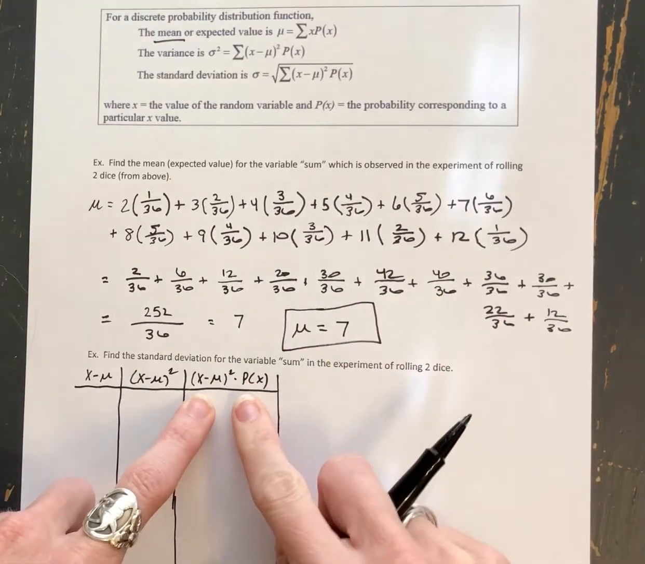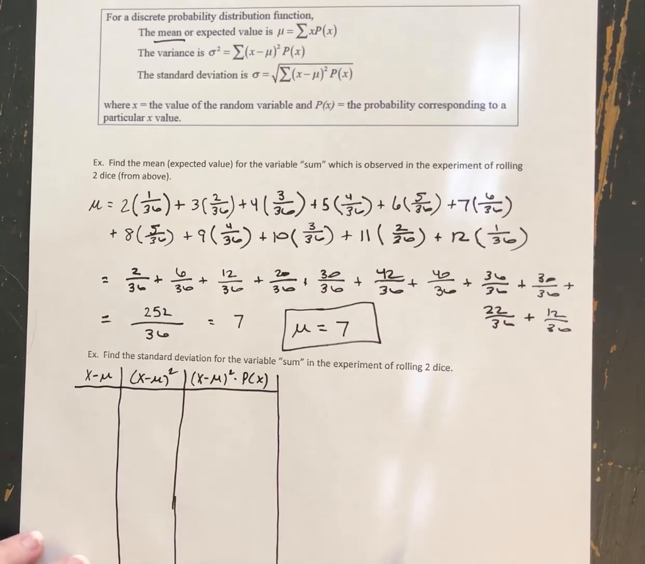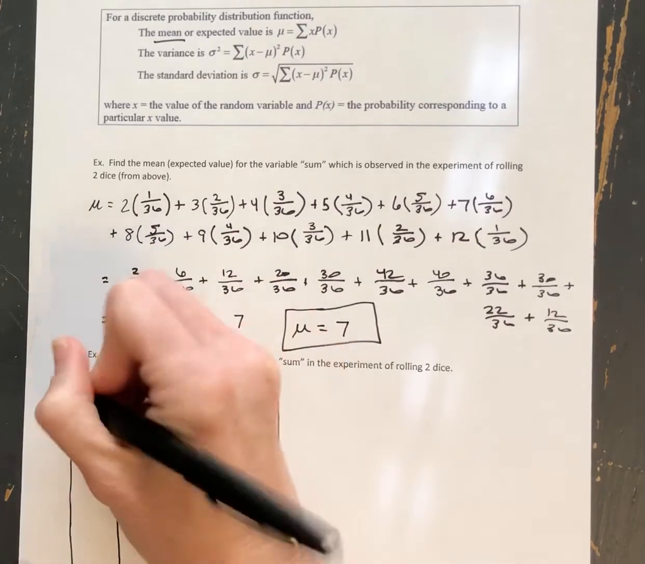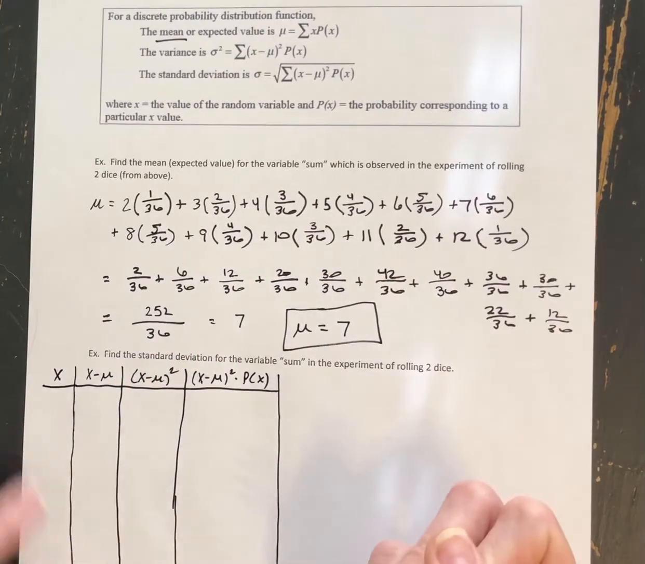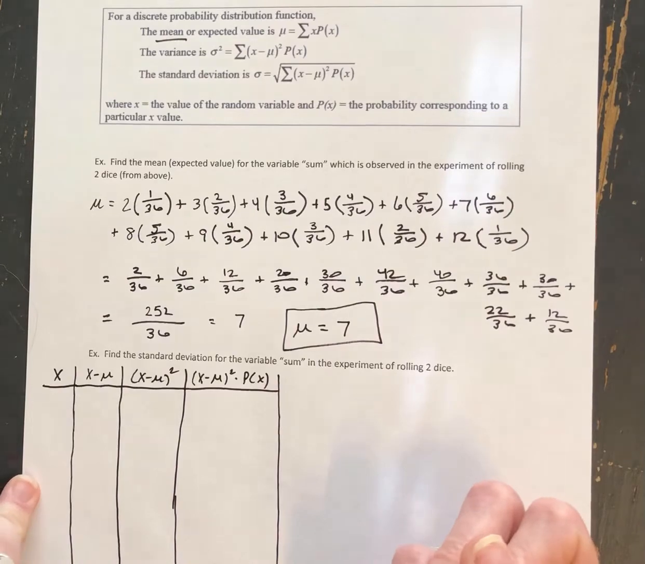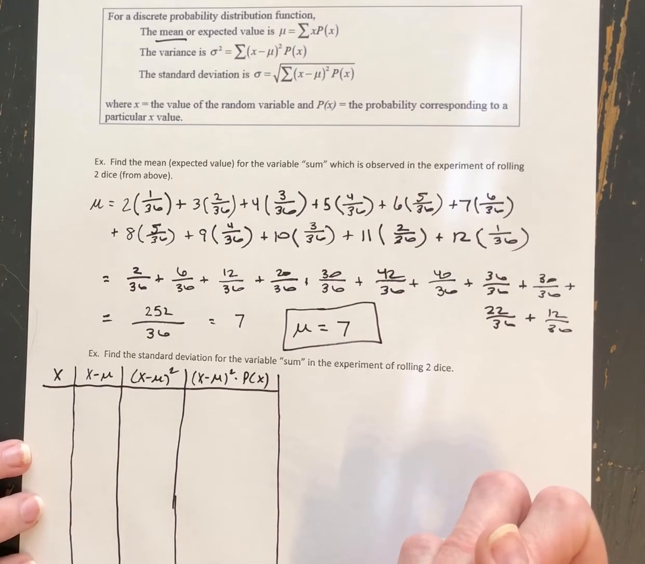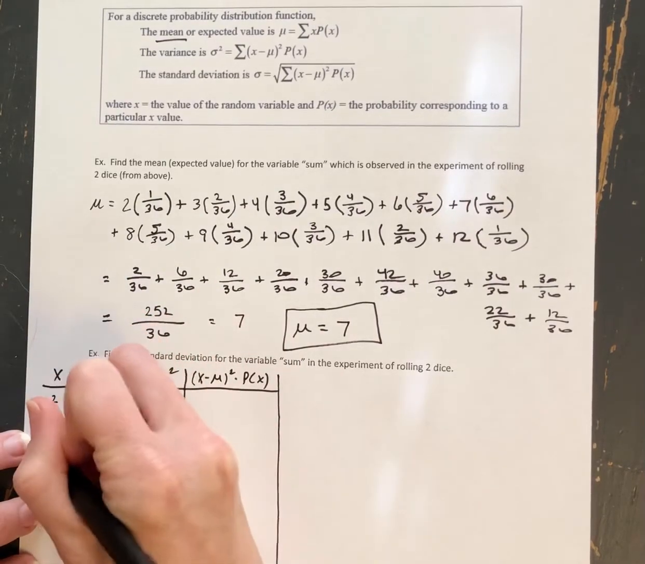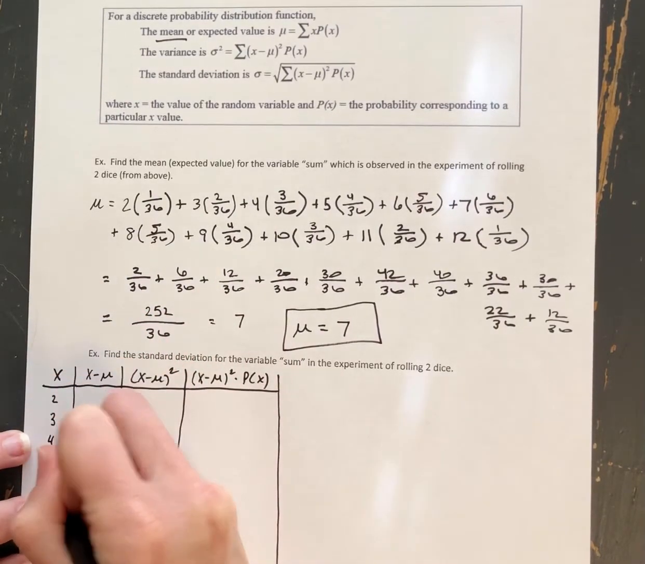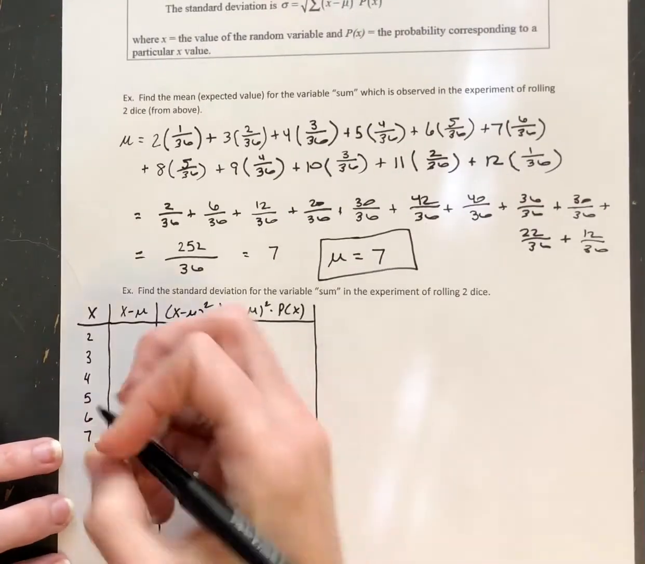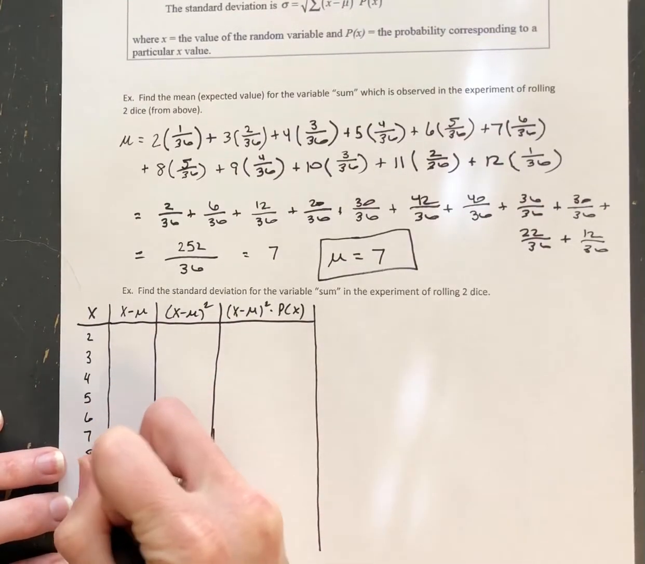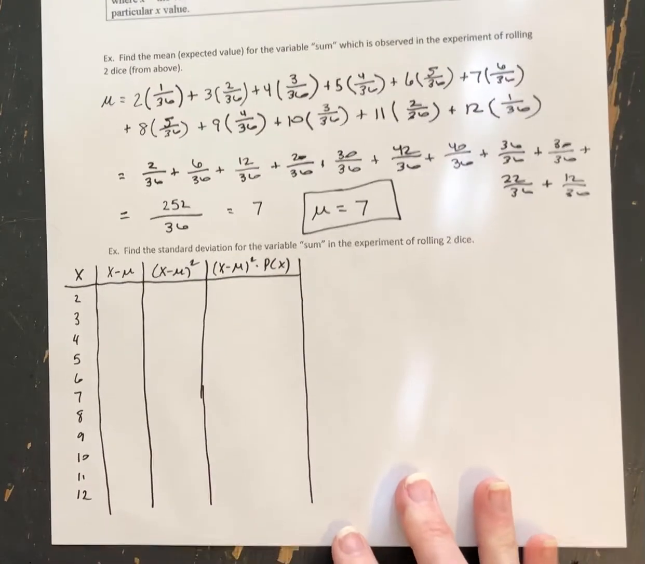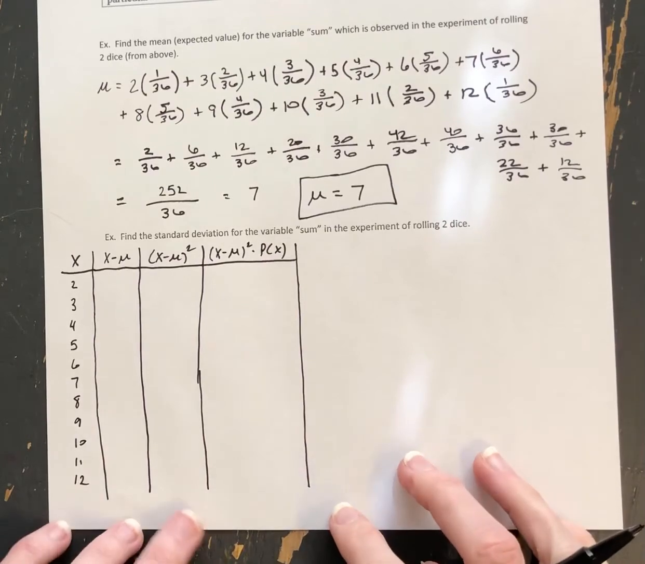And then those are what we're going to add up and then take the square root of eventually. So it might help us to add in an x column so that we make sure we remember what observed value of that variable we're looking at. Remember, x is our possible sums, so we have 2, 3, 4, 5, 6, 7, 8, 9, 10, 11, and 12. Okay, so those are our possible sums.